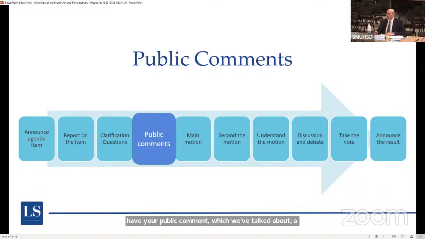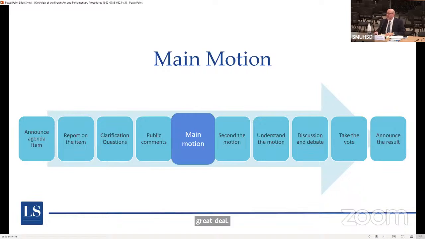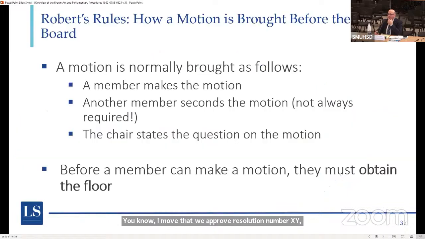So what Robert's Rules then intends is the next thing that happens is somebody makes a motion. It's what Robert's Rules calls the main motion. I move that we approve resolution number X, Y, and Z. The motion can come in a number of different forms, and we've spelled it out here. A member makes the motion, another member seconds the motion.